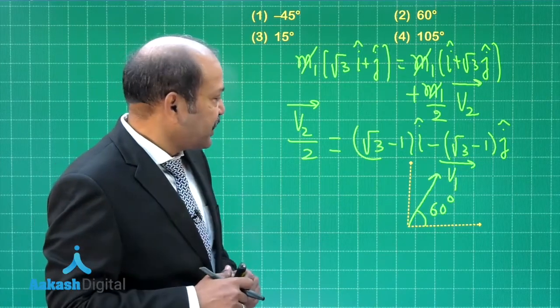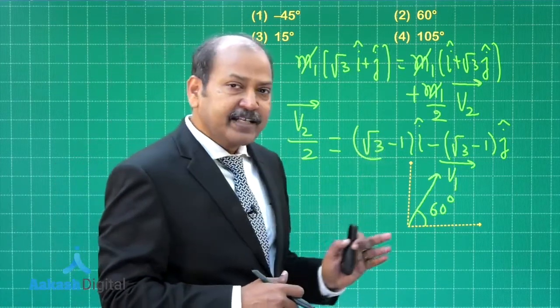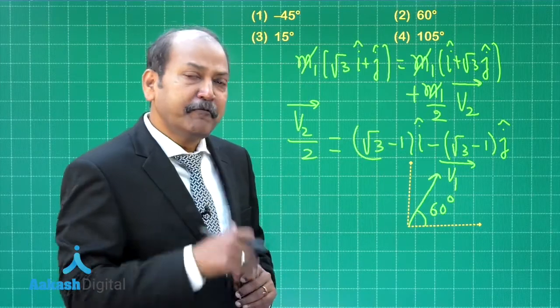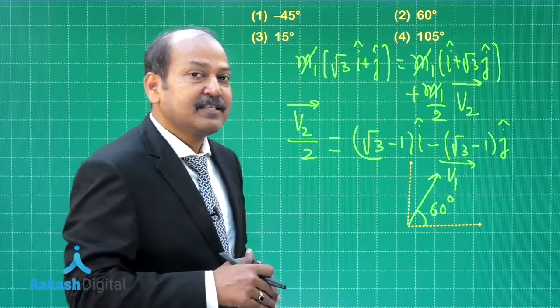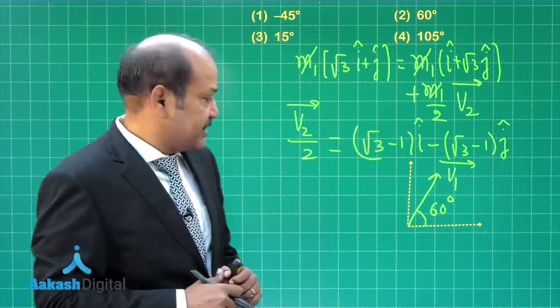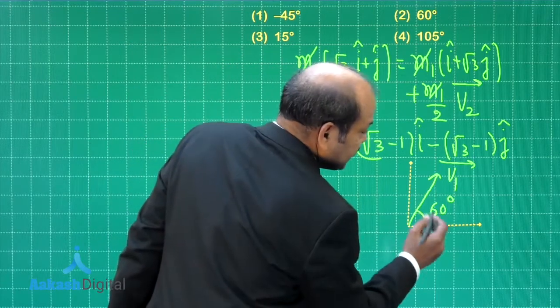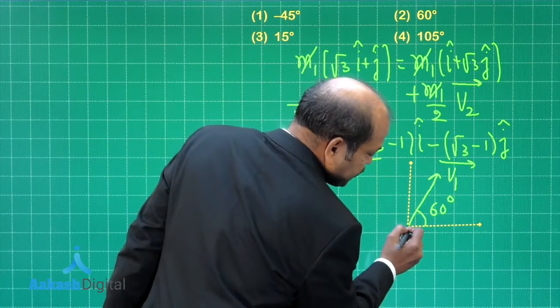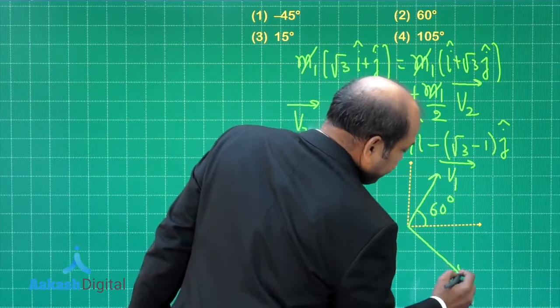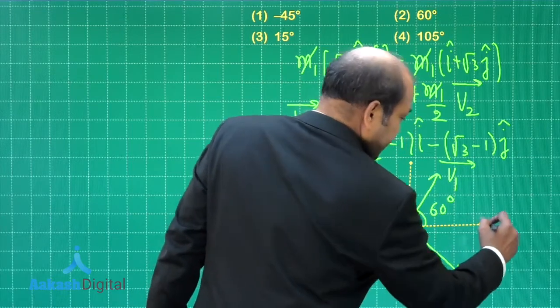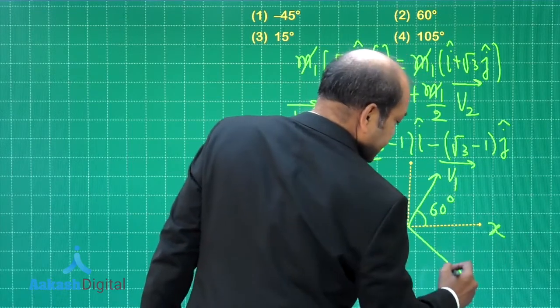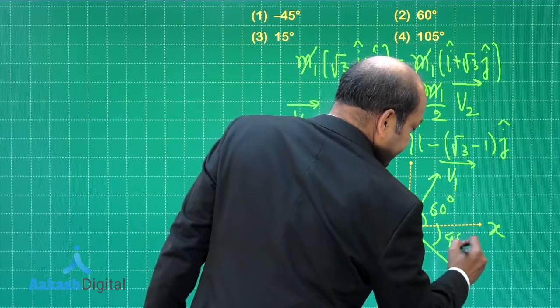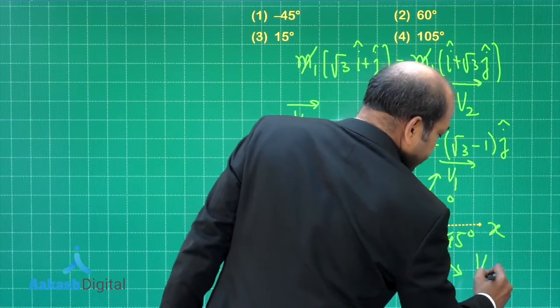That means this vector is directed at an angle of 45 degrees with the x axis, but it is below the x axis. So, the V2 vector we draw at an angle of 45 degrees with the x axis. We are calling this the x axis, and this angle is 45 degrees. This is the V2 vector.